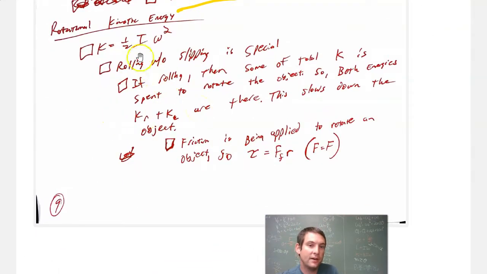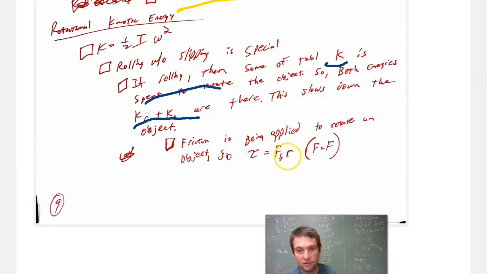K equals 1/2 I omega squared. Rolling without slipping is special. If you're rolling without slipping, then some of your total kinetic energy is spent to rotate the object, so both energies are there: rotational kinetic energy and translational kinetic energy. This will slow down the object. Friction is being applied to rotate an object, so torque equals Ff times R, because F equals F. So you can substitute F anywhere for anything.